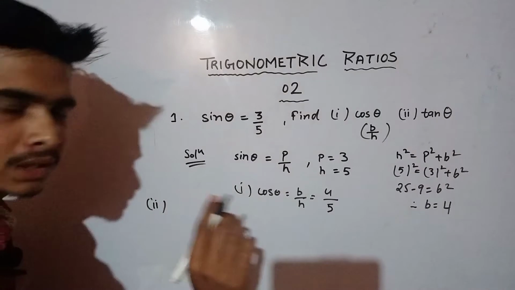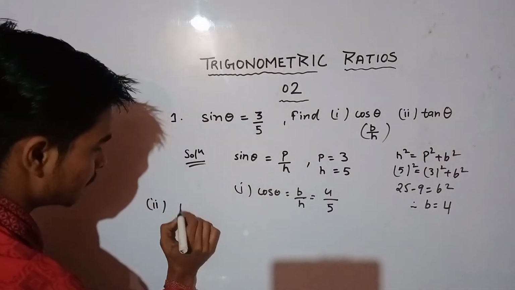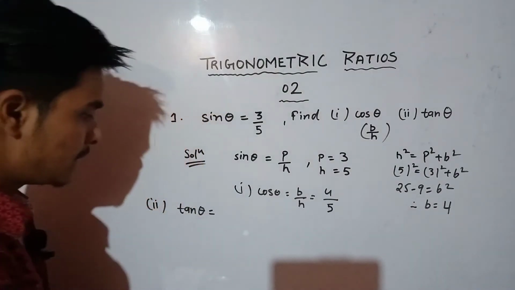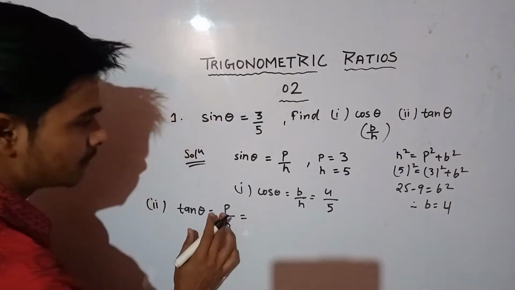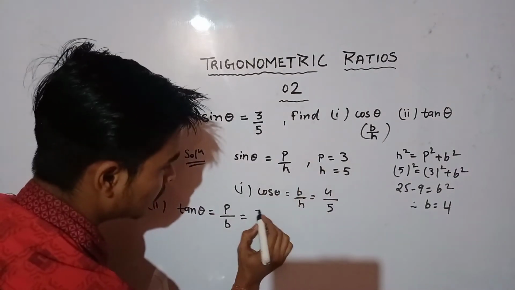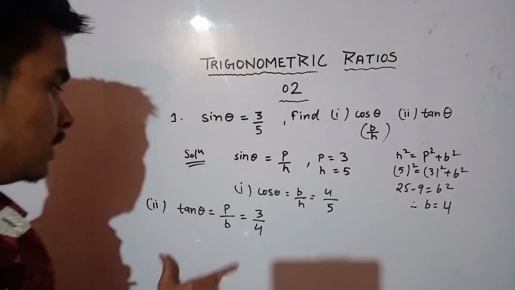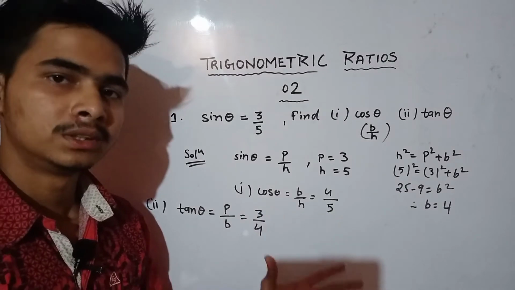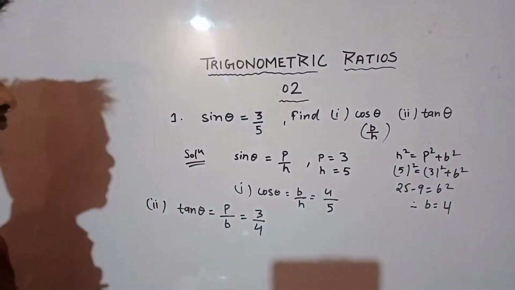Now the next question, tan of theta. Just remember the formulas and see how I can solve this. What is the formula of tan theta? P upon B, perpendicular upon base. So we have P's value as 3 and B's value as 4. So the tan theta value is 3 upon 4 and cos theta is equal to 4 upon 5. Just this you need to do and that's it, the answer for this question.